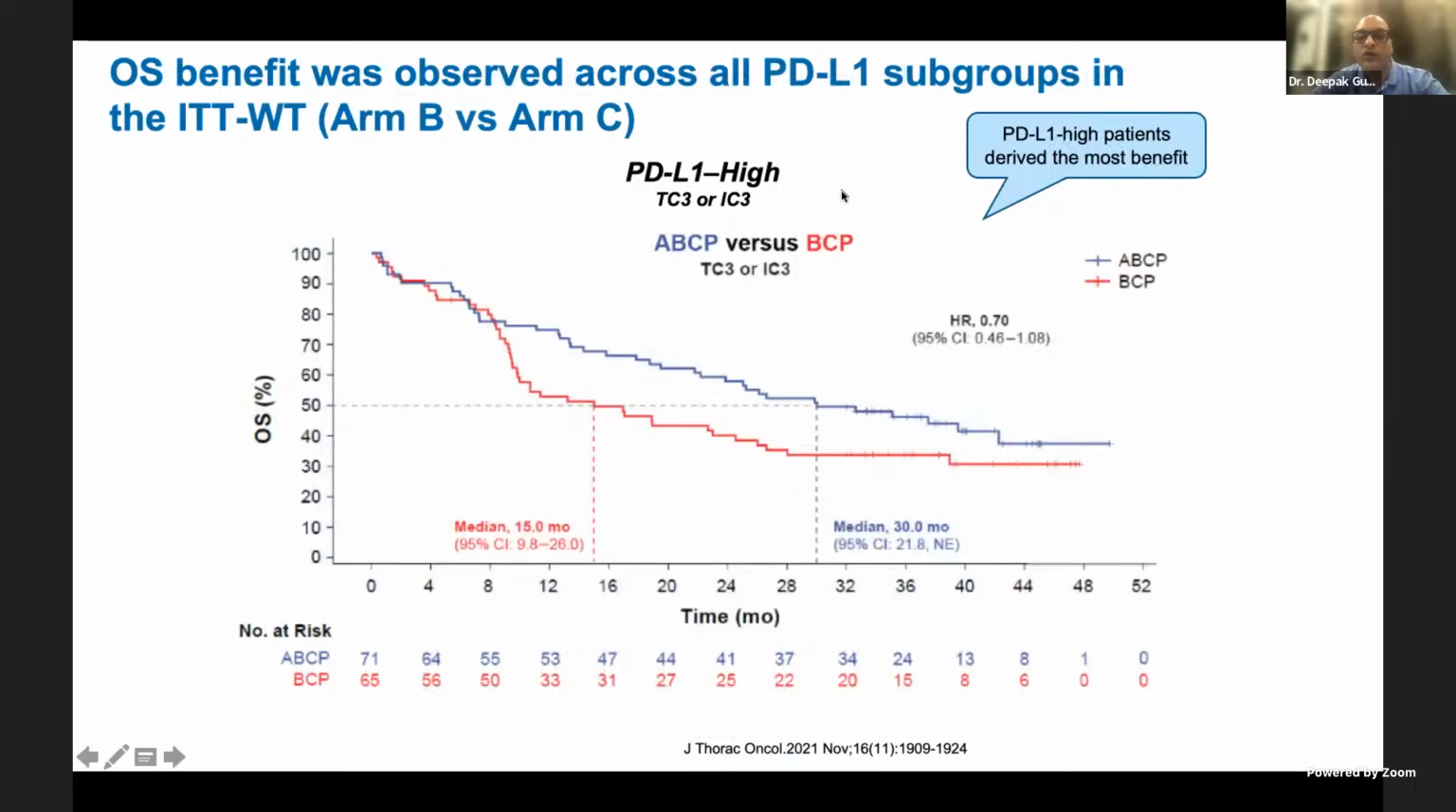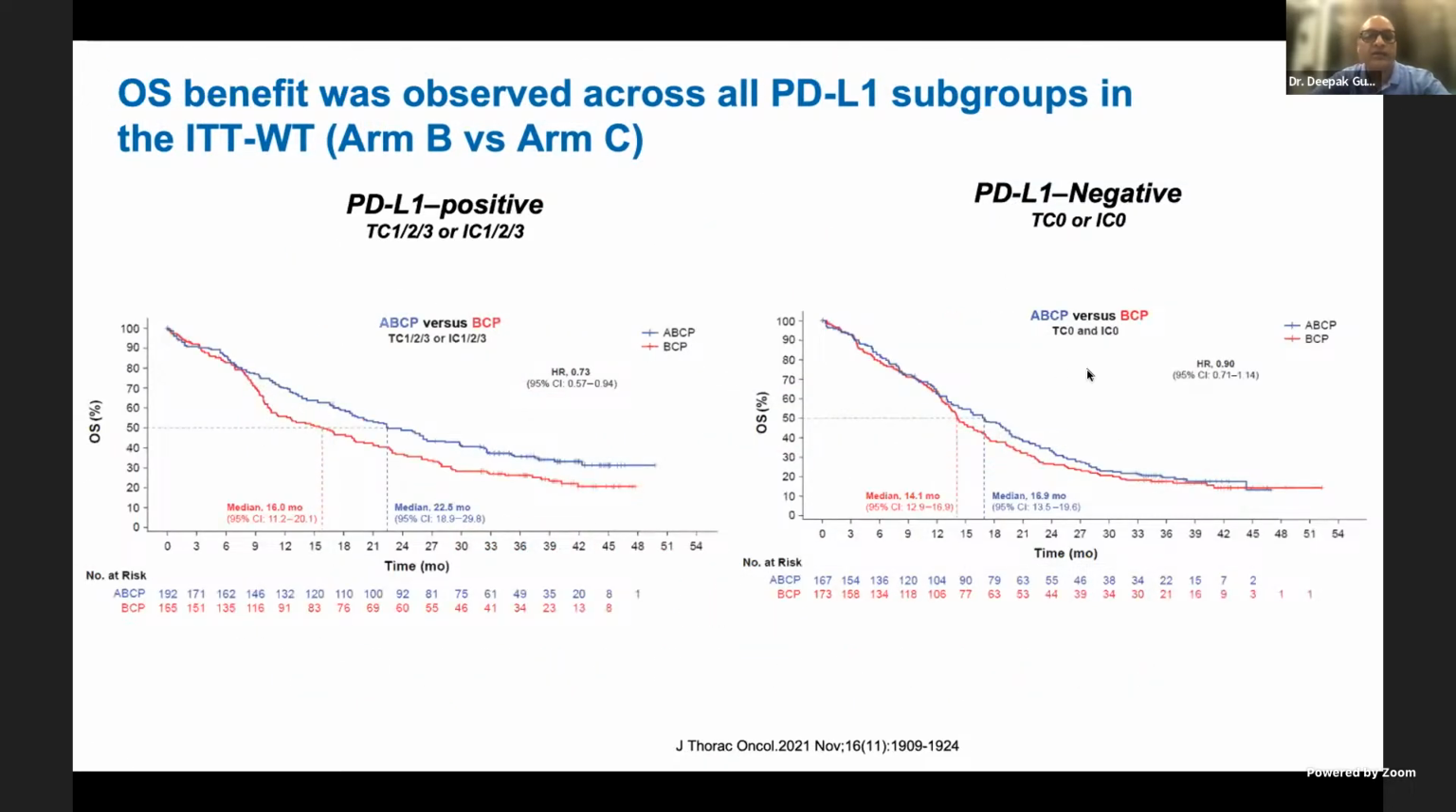OS benefit was observed across all PD-L1 subgroups in the intent-to-treat population, arm B versus arm C. In the PD-L1 high subgroup, median OS was 30 months as compared to 15 months with chemotherapy. And in PD-L1 negative, the curves overlapped, but when we include all three PD-L1 positive categories, the benefit was maintained. Median was 22.5 months as compared to 16 months.